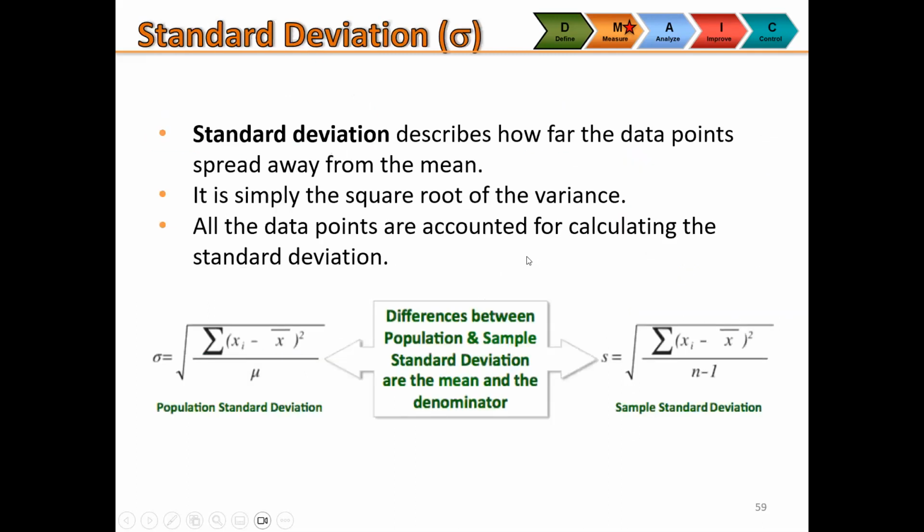And standard deviation, which we use most of the time, as in this class, tells us how far the data are from the mean. It's the square root of the variance, and all data points are accounted for in calculating it.